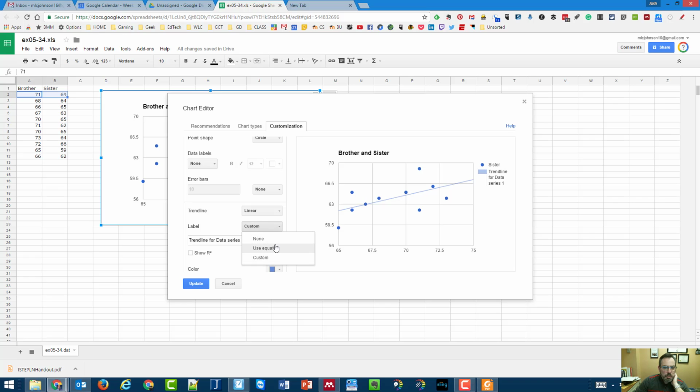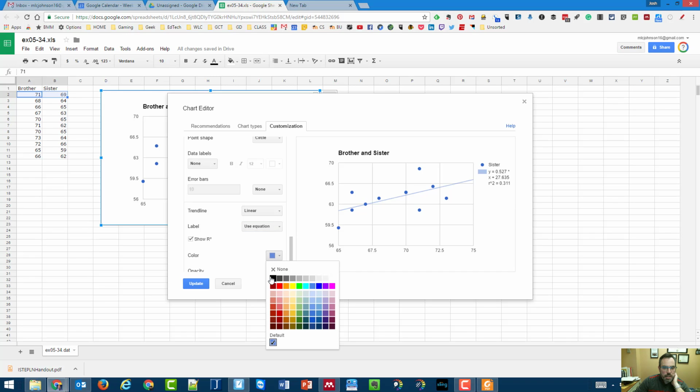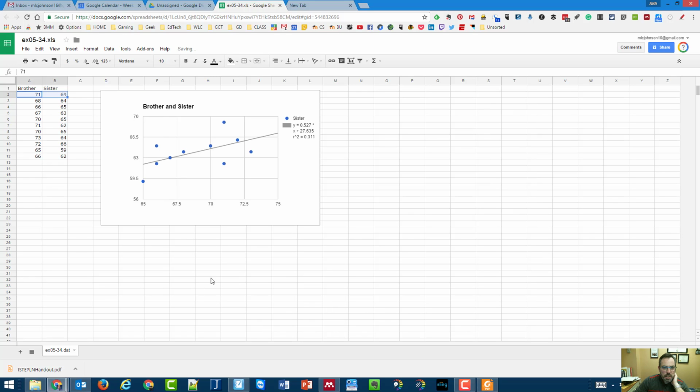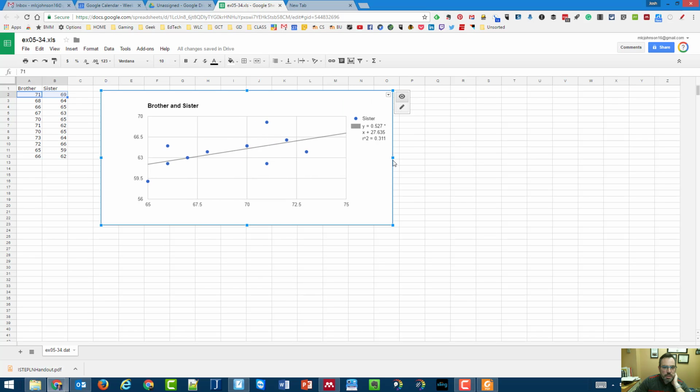And for the label, I'm going to tell it to use the equation. Just because I'll use it a little bit later, I'll tell it to show r squared. You can make the color of the line whatever you want. I'll make it black, and then I will update this chart. So now I've got the line on here along with this equation. I'm also going to stretch this chart out a little bit so that I can see it easier.